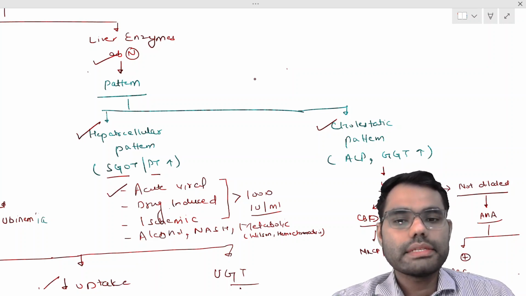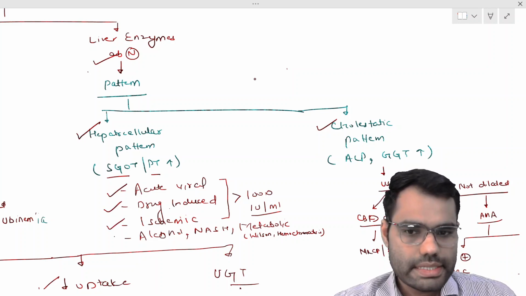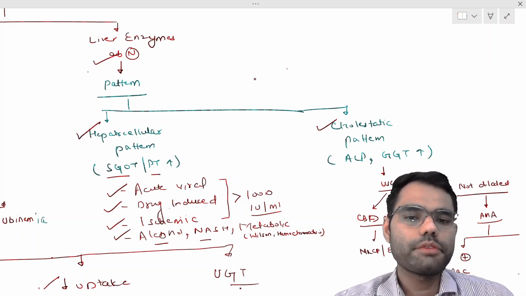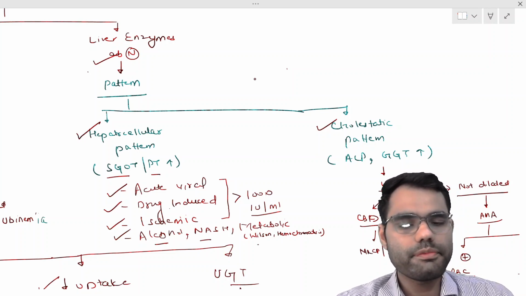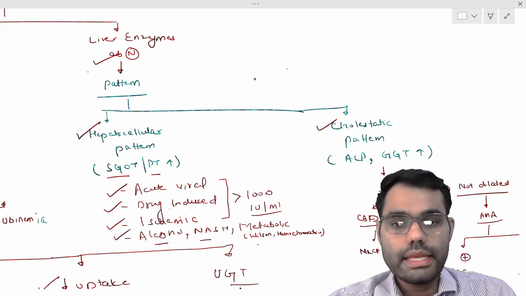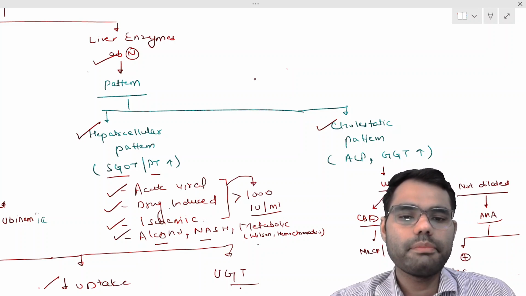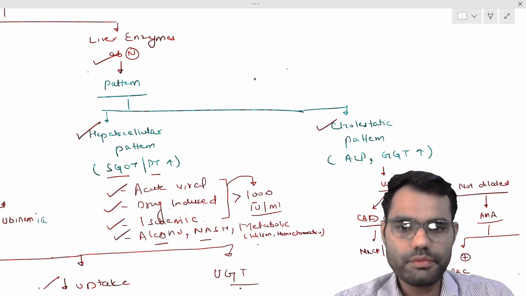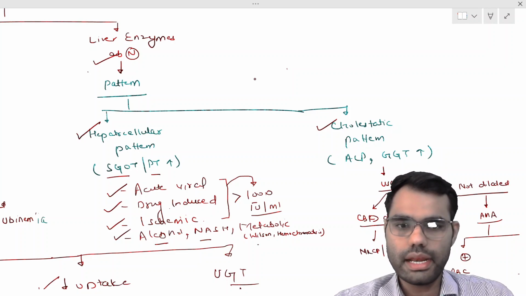Acute viral hepatitis, drug-induced hepatitis, ischemic hepatitis, and all the causes we discussed in the last video on chronic liver disease: alcohol, non-alcoholic fatty liver disease, metabolic causes like Wilson's and hemochromatosis. All of them will cause a predominantly hepatocellular pattern of injury, right? Among these, the first three causes are very specific when the SGOT and SGPT are elevated more than 1000 international units per ml. Then we should think of acute viral hepatitis, drug-induced hepatitis and ischemic hepatitis, right?